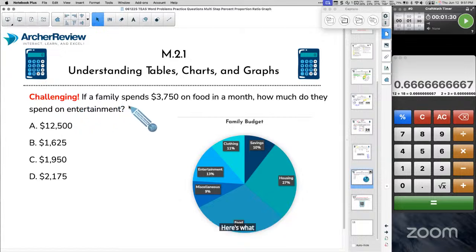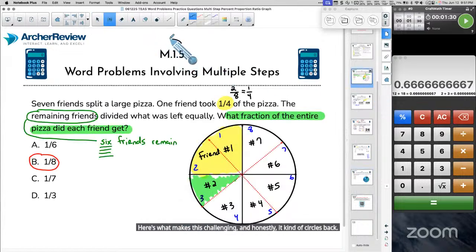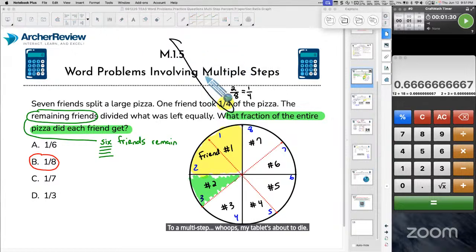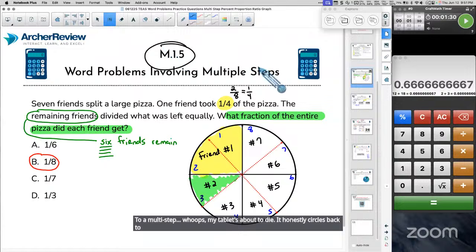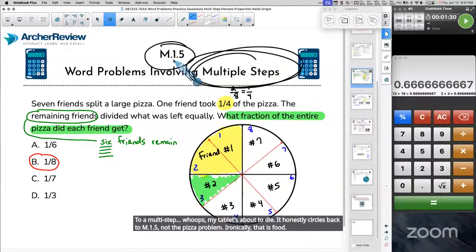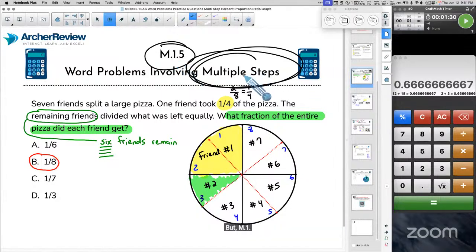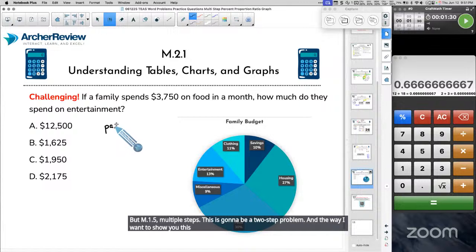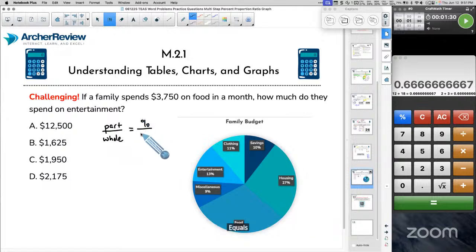Here's what makes this challenging, and honestly, it kind of circles back to a multi-step. Whoops, my tablet's about to die. It honestly circles back to M.1.5, not the pizza problem. Ironically, that is food, but M.1.5, multiple steps. This is going to be a two-step problem. And the way I want to show you this, there's this thing called part over whole equals percent out of 100.